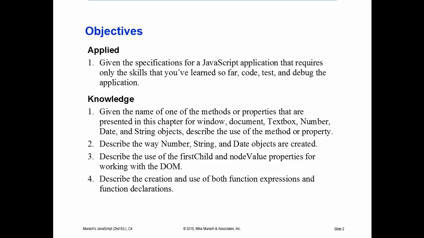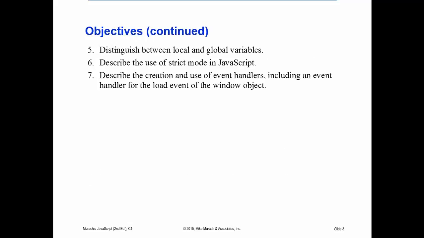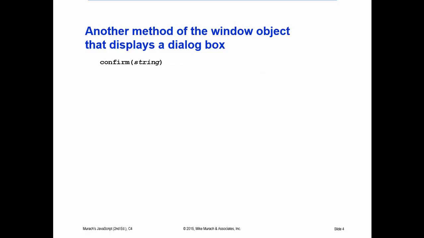Once we go through that, if you have questions and concerns, don't be too concerned, because the next chapter, Chapter 5, is all on the DOM, or the document object model. Describe the creation of both function expressions and function declarations. Distinguish between local and global variables. Describe the use of strict mode in JavaScript. Describe the creation and use of event handlers, including an event handler for the load event of the window object.